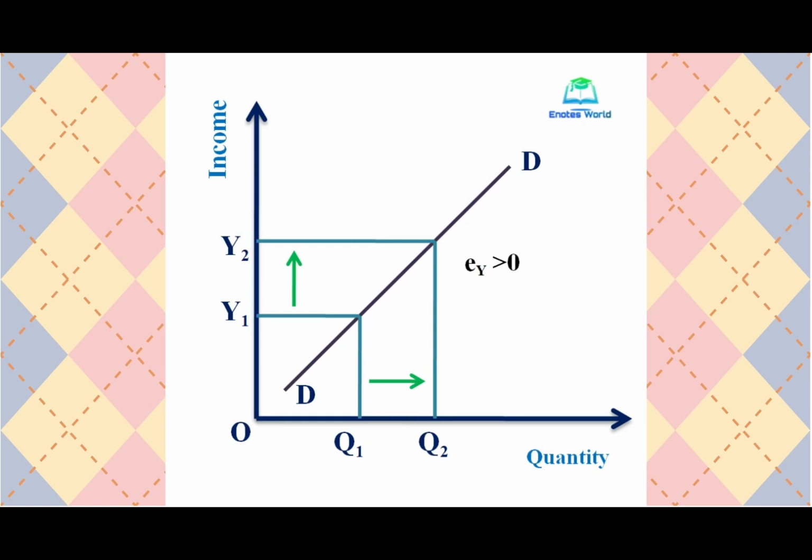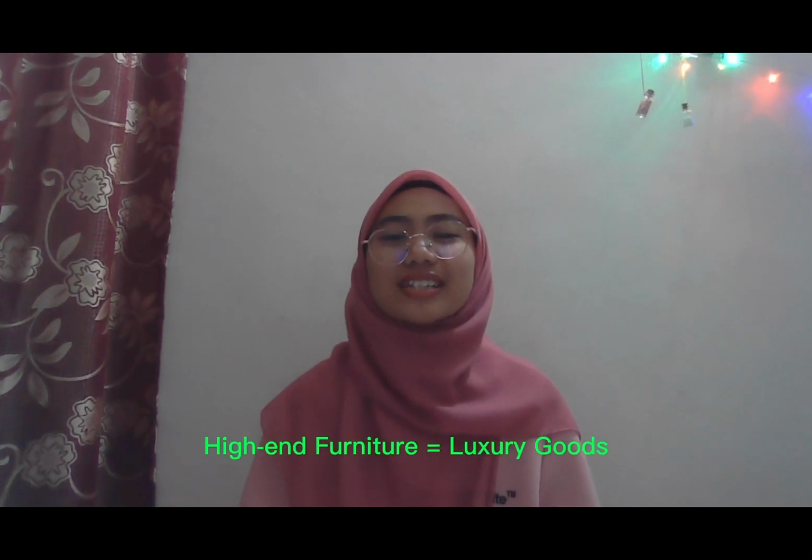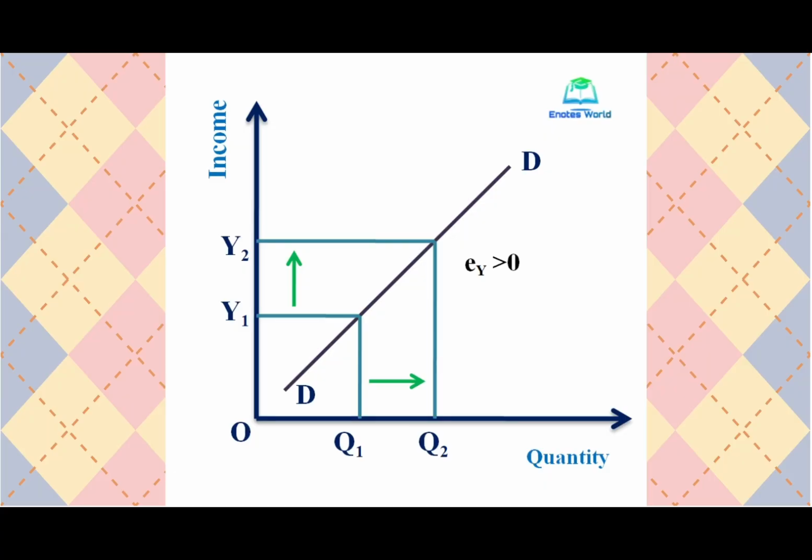Now, when we sketch the graph for the high-end furniture, it will look like this. As you can see, 1.78 is more than 1. This indicates that high-end furniture are luxury goods. As you can see in the graph, an increase in income from Y1 to Y2 leads to an increase in quantity demanded from QD1 to QD2. But the increase in quantity demanded is more than the increase in income. This proves that high-end furniture has elastic income elasticity.